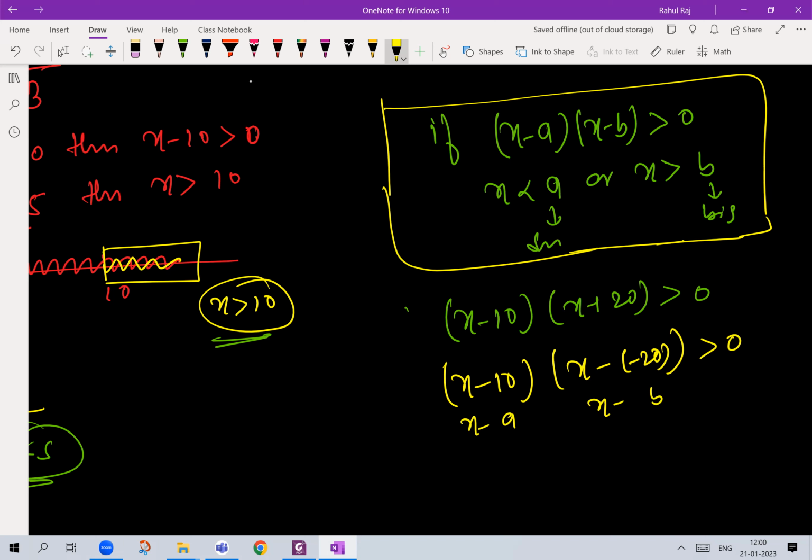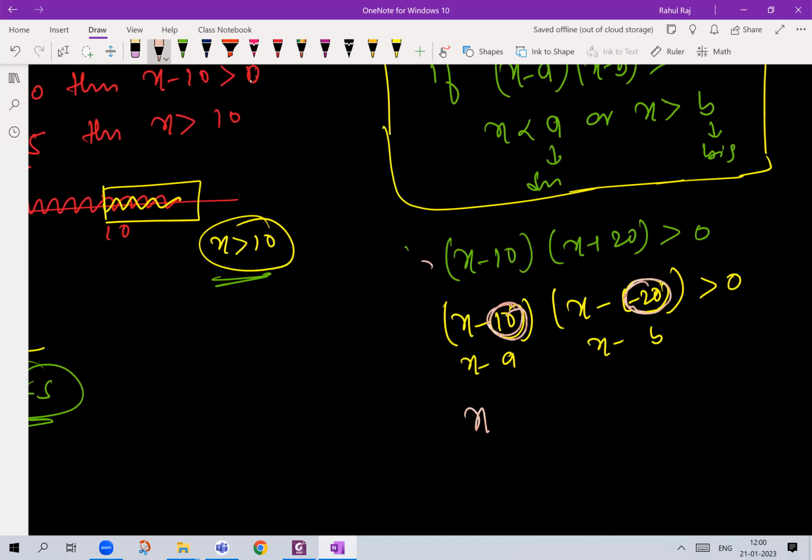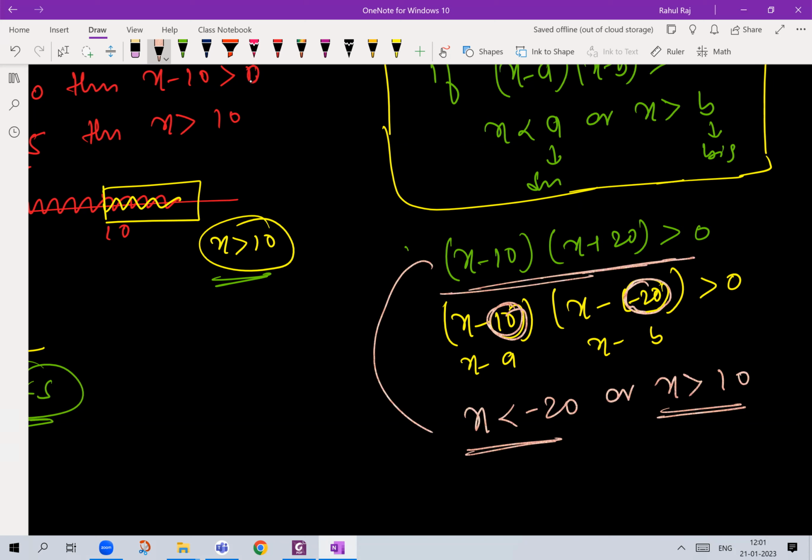Now tell me, which one is the smaller entity? A is what? 10. B is what? Minus 20. Between 10 and minus 20, which is the smaller entity? Minus 20. It means simple. The solution to this equation will be x is less than minus 20 or x is greater than 10. This means that if you put any number x less than minus 20 or x greater than 10 in this equation, it should satisfy. It should give you x minus 10 into x plus 20 is greater than 0. Anyone, any doubt?